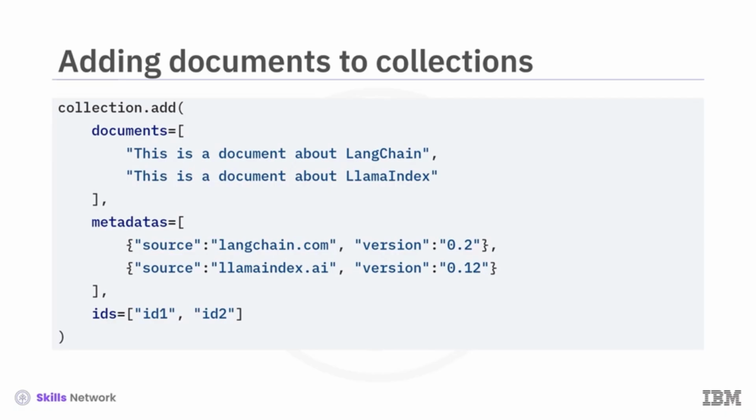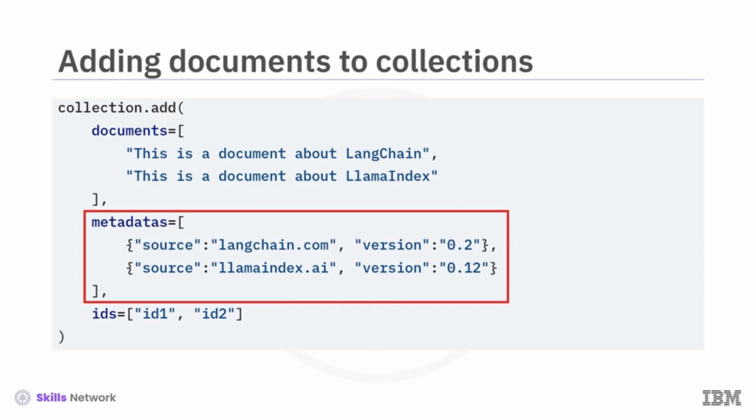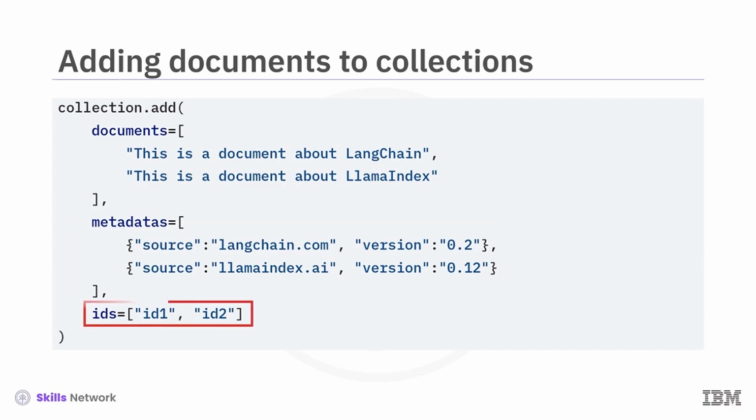Adding data to your collection is simple. Use the add method to insert documents using a list. You can also provide optional metadata by passing a list of dictionaries to the metadatas parameter. There are no limitations on the contents of the metadata. In this case, we are passing the document's source and version information. Make sure to include an ID for each document in a list passed to the IDs parameter.